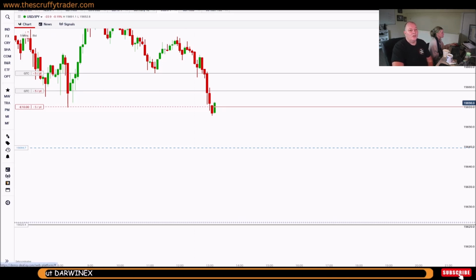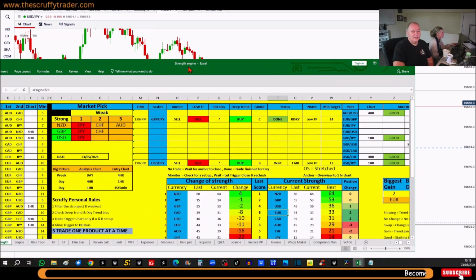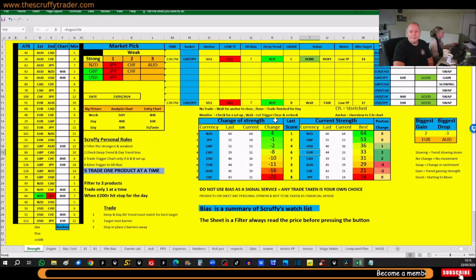Okay. Now this all comes from doing my homework in the first place, which is here. So when I'm looking at this, there's a number of criteria that I wanted to look at. Now it's already identified that USJPY is on a swap. Now it's been on a merry run to the upside. So it's now telling me it's time to change over.